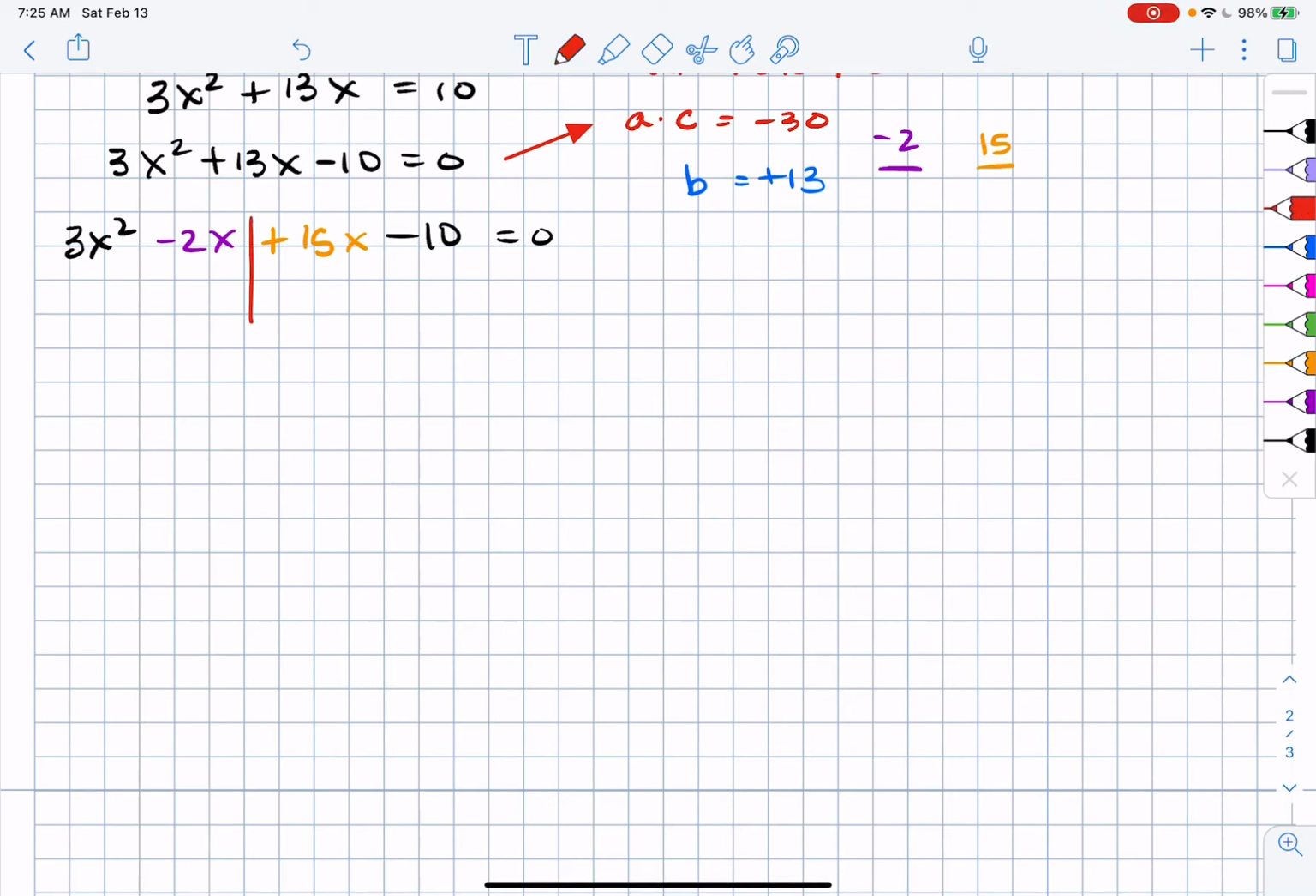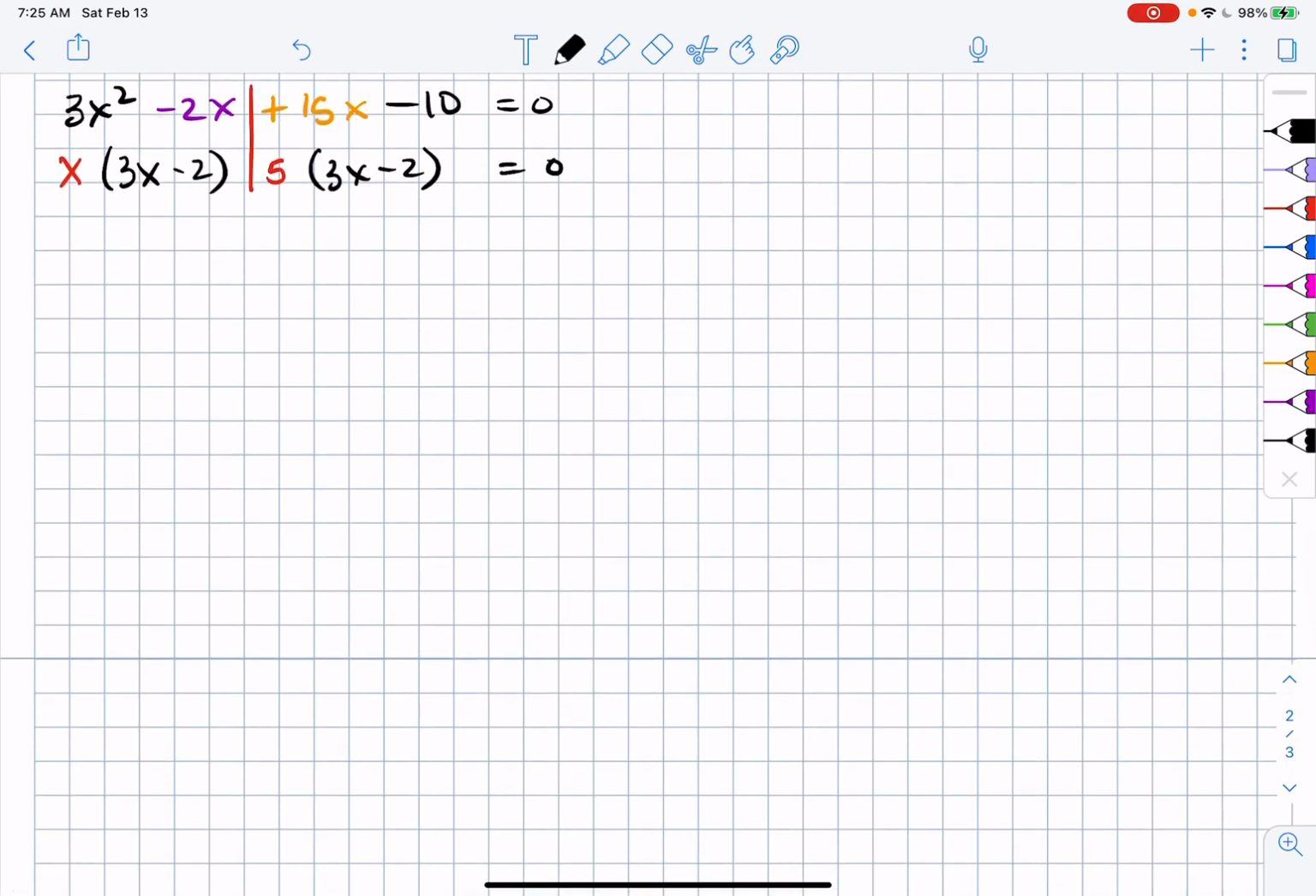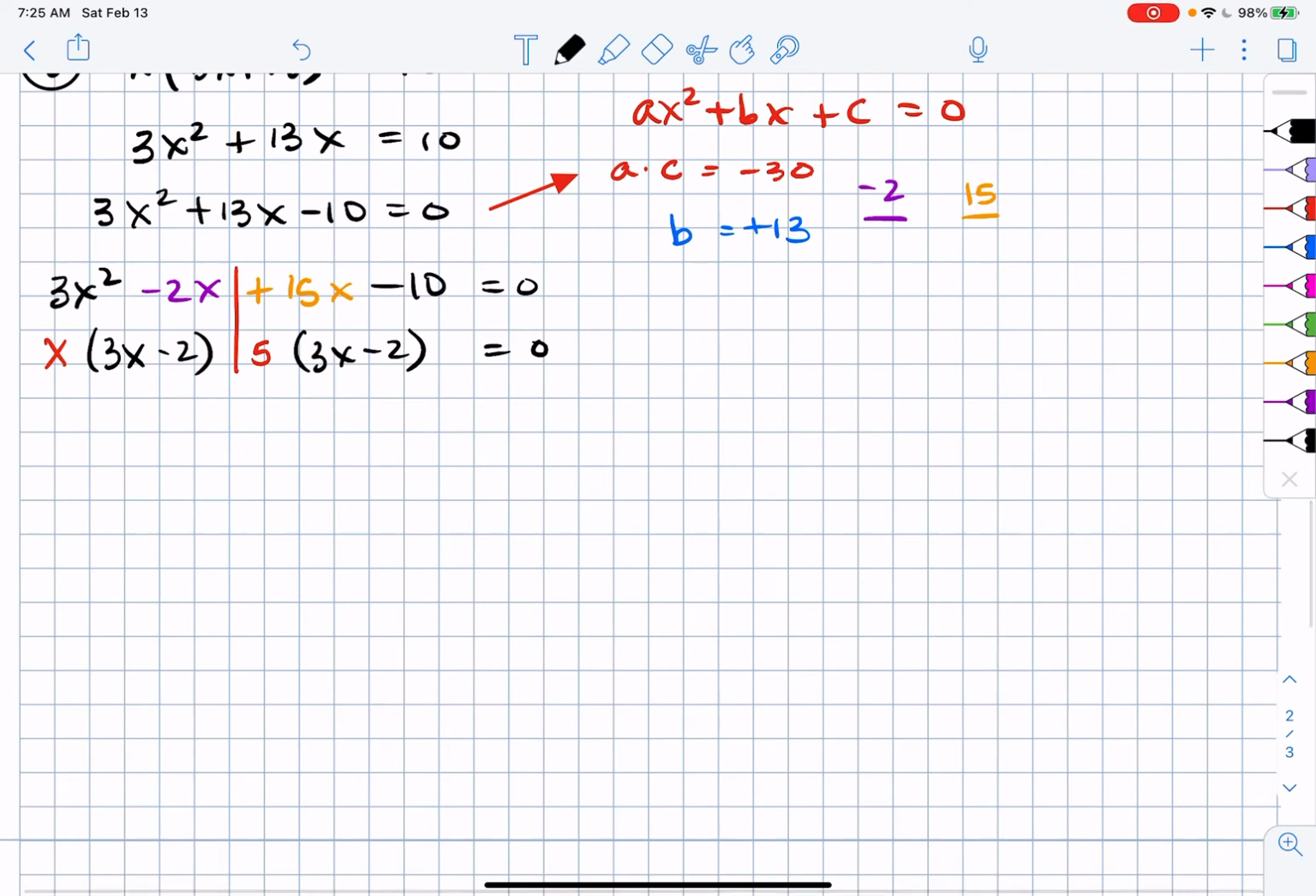And my GCF on the left is an x, leaving me with a 3x minus 2. The GCF on the right is a 5, leaving me with a 3x minus 2. That's still equal to 0. All right, so what do I have here? Let's do it this way. So what I'll have here is, what's in common? 3x minus 2. What do I have left? An x plus 5, and that's going to equal 0.